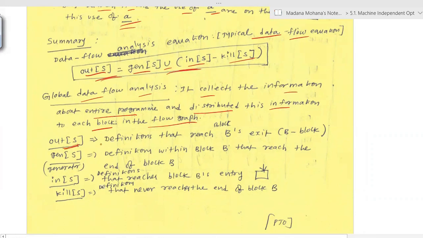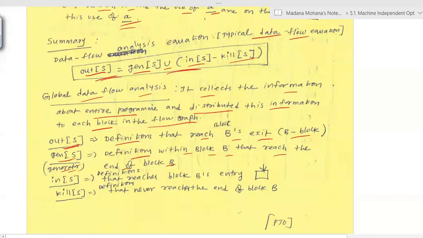Now, let us again describe in detail all the definitions in the equation. Out of S: definitions that reach block B's exit. So that is out of S. Then gen of S, generator: definitions within block B that reach the end of block B.